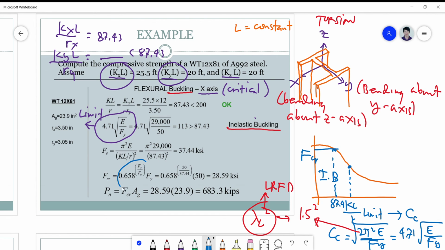so that your Fcr is simply computed on the basis of this formula. Of course, we need to find first the Euler buckling stress Fe given by the formula here, which happens to be 37.44 ksi. And upon substituting, Fcr becomes 28.59 ksi. So this is what you refer to as your critical buckling stress.